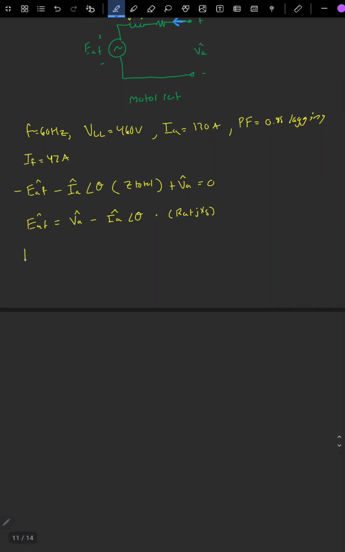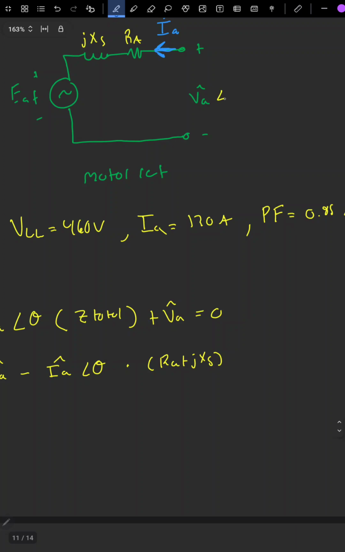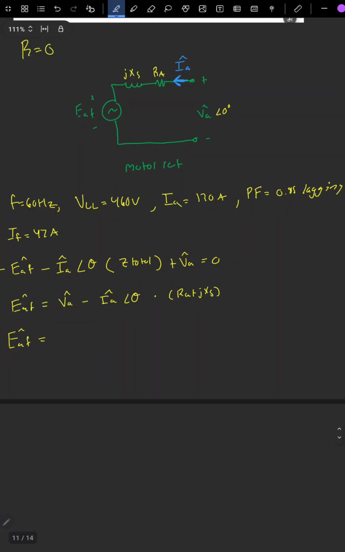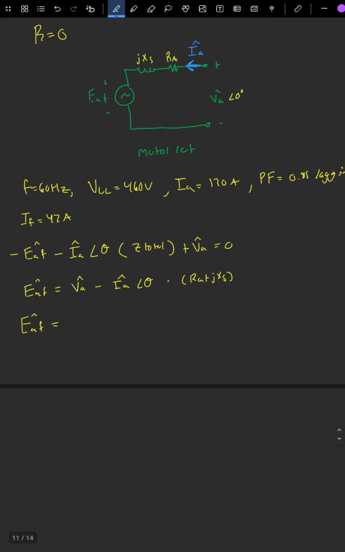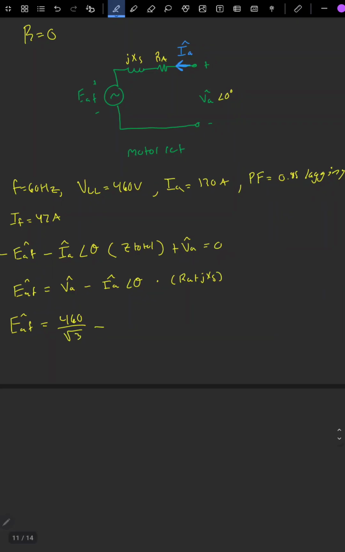So EAF equals, now we know that VA, which is our reference, by the way, I should have mentioned that earlier, so it's always going to have phase 0 degrees. We know that our line to line is 460 volts, but in this specific equation, it's not asking for line to line. VA is the phase, or line to neutral. So we're just going to take that V line to line, which is 460, and divide that by the square root of 3. Okay, minus IA, we already have, is 120 amps.